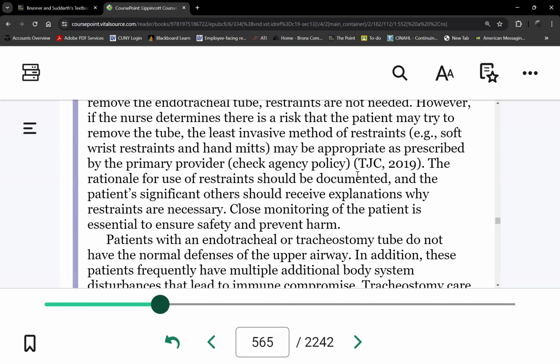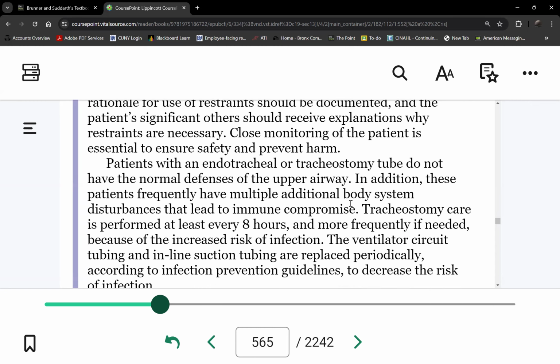In the first place, the documentation is a killer because it's every 15 minutes. If they're not on a vent, it's every hour. But since these are ventilated, the restraint assessment will be every 15 minutes. Okay, so it's not worth the trouble. You actually have more things to do.